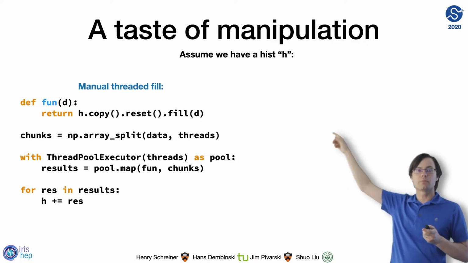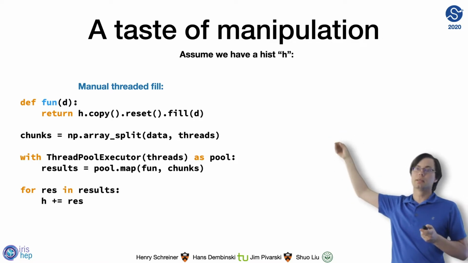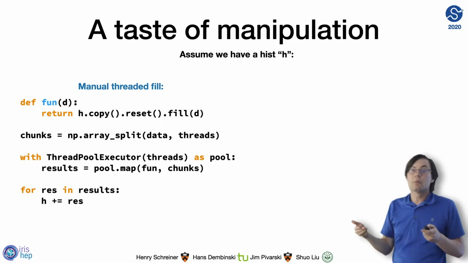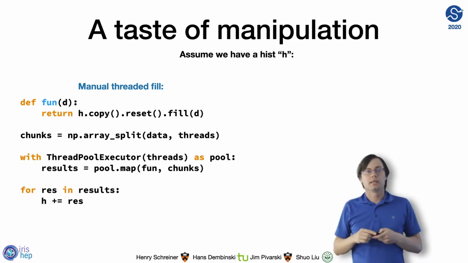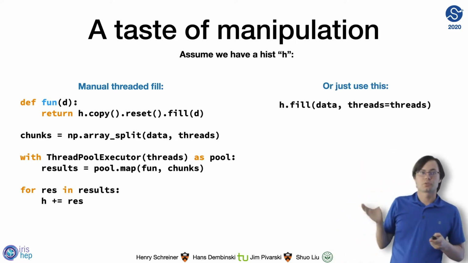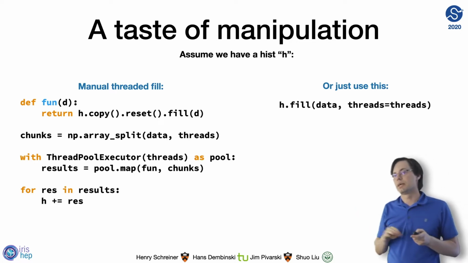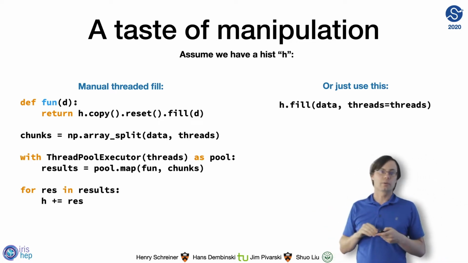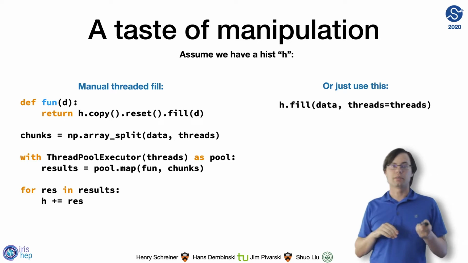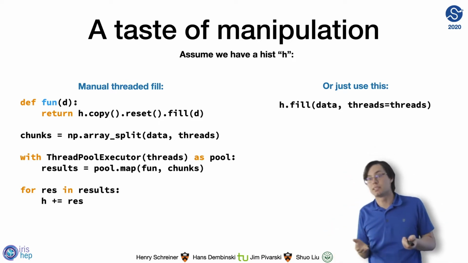So we have a copy, we reset it to nothing, and then we fill it. We do this on each thread, and then we just sum them up with a plus at the end. And it's natural and it works. Of course, preferably don't do that. Just use threads equals 4 or 8 or whatever, and do it that way. You don't have to write this every time, but that just shows you how easy it is to manipulate.